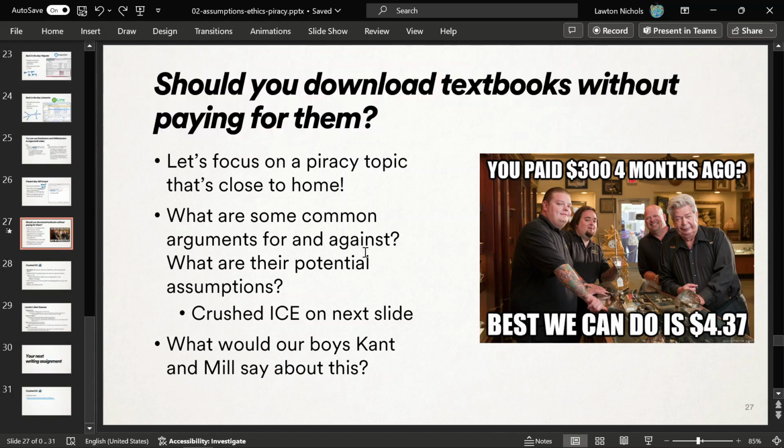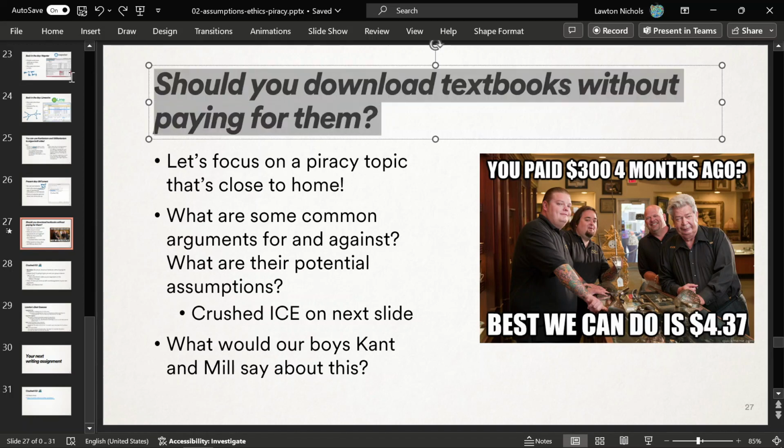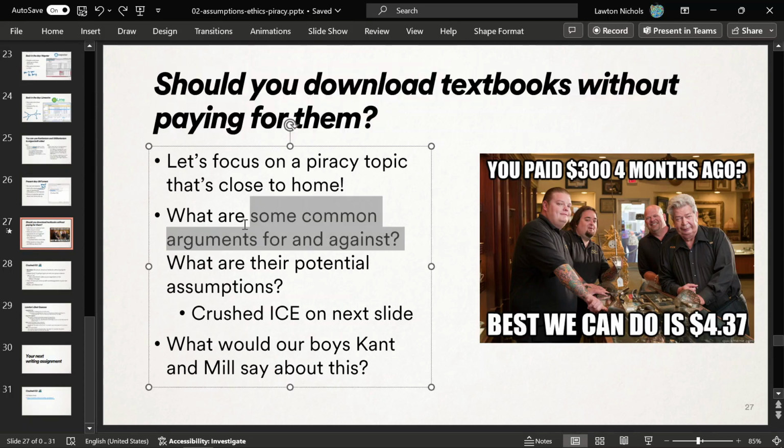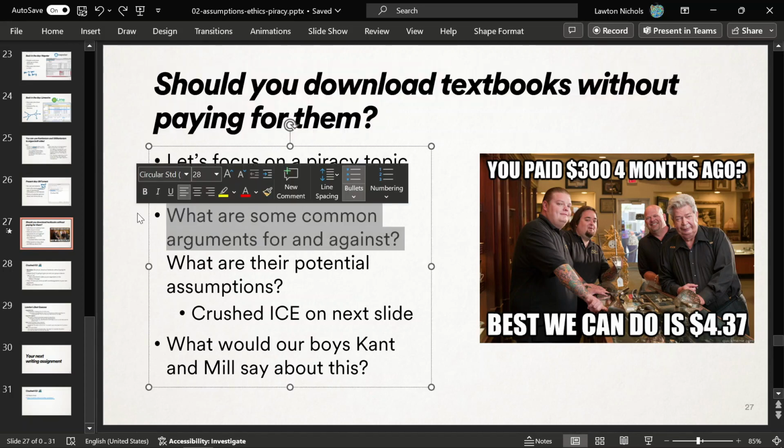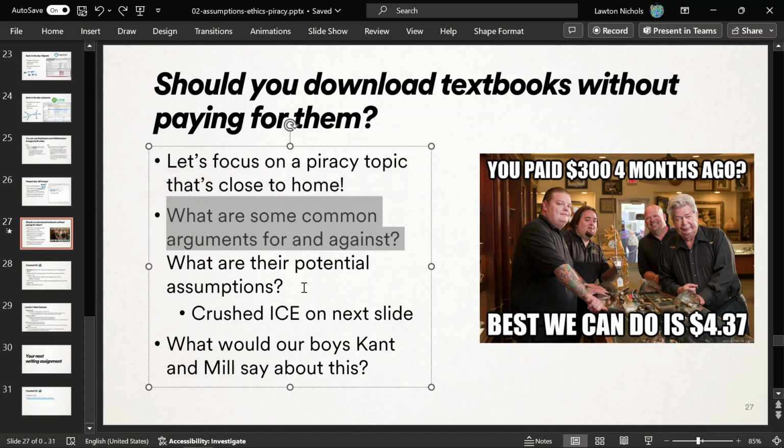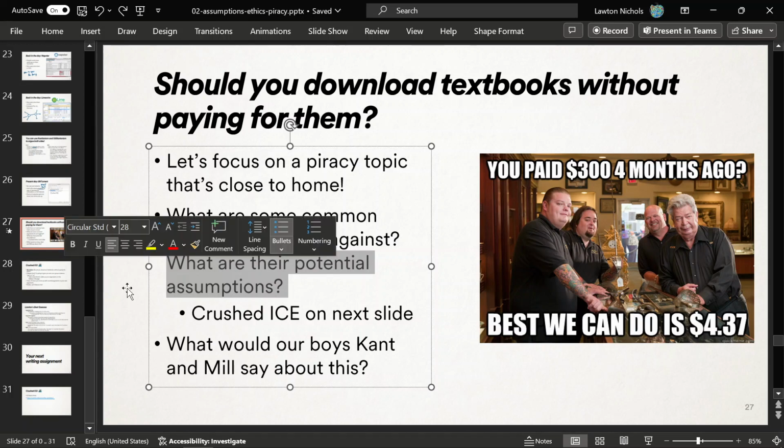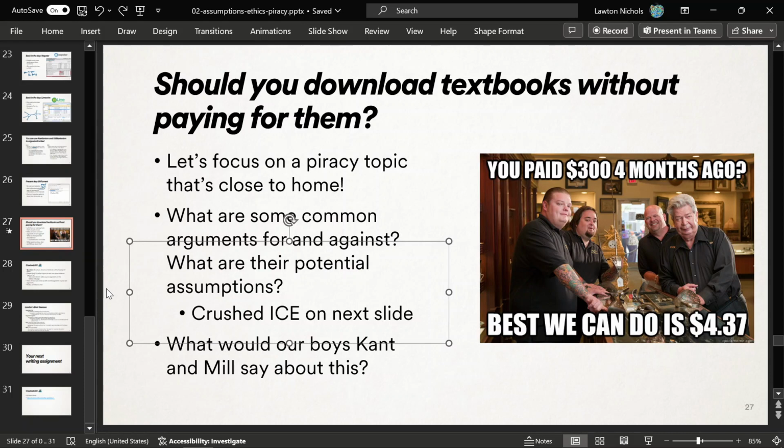So let's focus on this topic for a couple slides. I'd like you to think about this ethical conundrum. What are some common arguments for stealing textbooks and against stealing textbooks? In the back of your mind, also remember the idea of assumptions. If somebody wants to steal a textbook, what's the assumption of somebody who's stealing it? What's the assumption of somebody who doesn't like stealing textbooks? I'm going to ask you about this on the next slide.